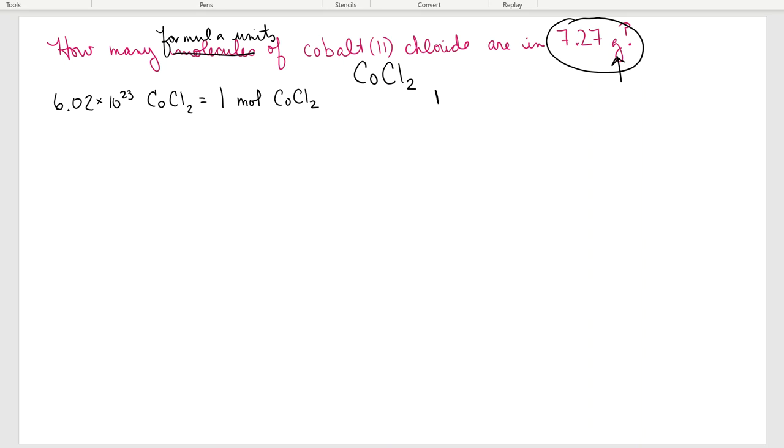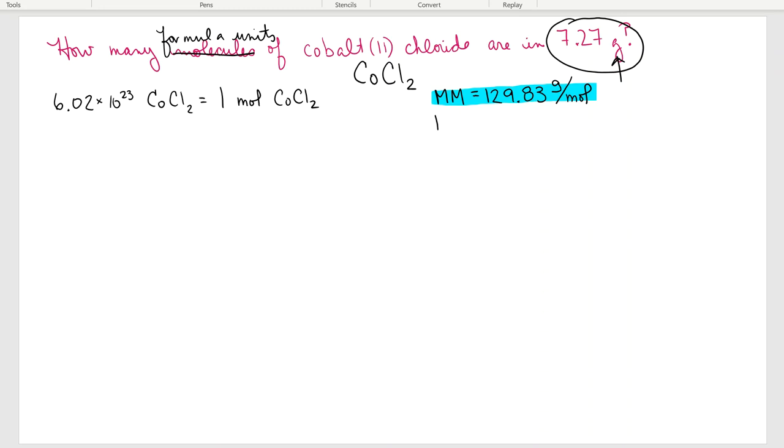So we need the molar mass. So what is the molar mass of cobalt 2 chloride? Again, I told you guys, you don't have to write it out. You can do it in your head. You can do it on your calculator. Cobalt is 58.93 plus 2 times 35.45 gives you a molar mass of 129.83. Don't forget your units. That is crucial. The molar mass of cobalt 2 chloride is 129.83 grams per mole.